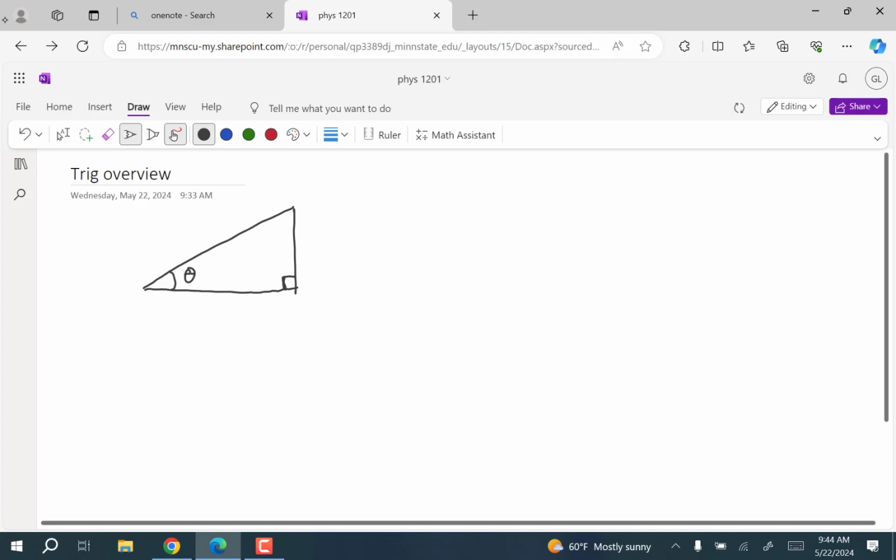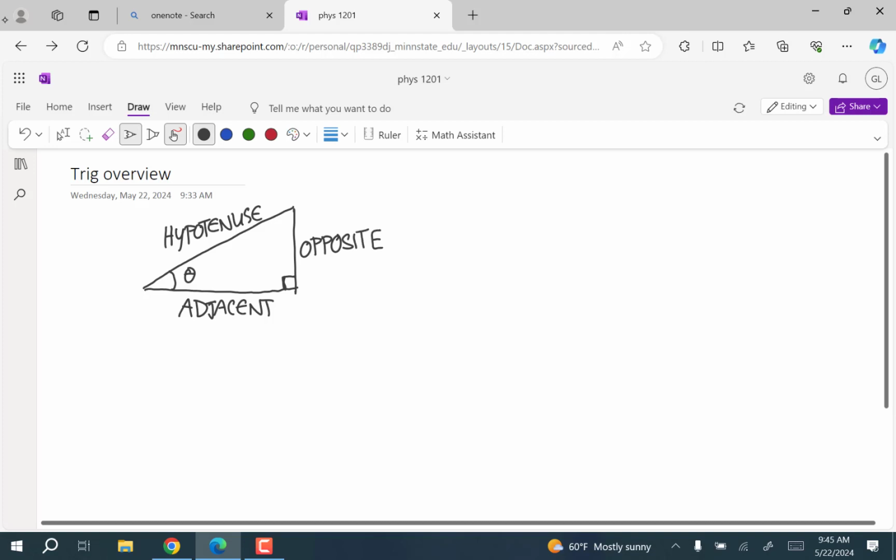And based on choosing that angle, no matter which angle we chose, the hypotenuse would be that diagonal side. And then there's two sides remaining. The one that's in contact with the angle we chose is going to be called the adjacent side. And the one that's not in contact with the angle we chose is going to be called the opposite side.